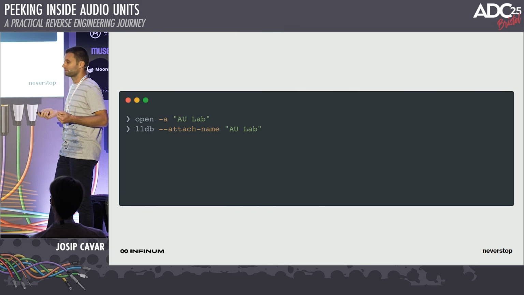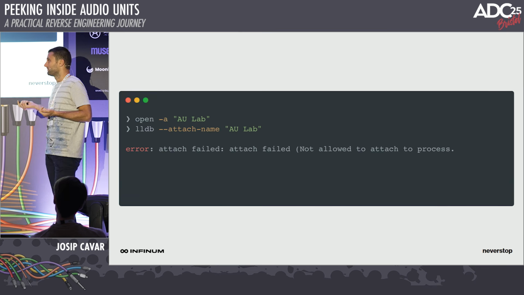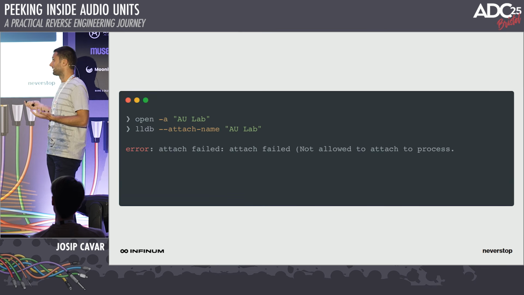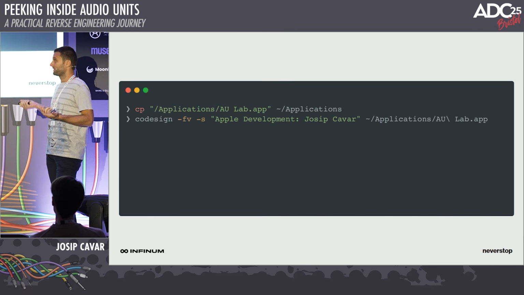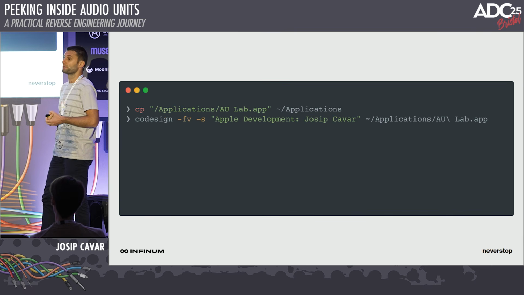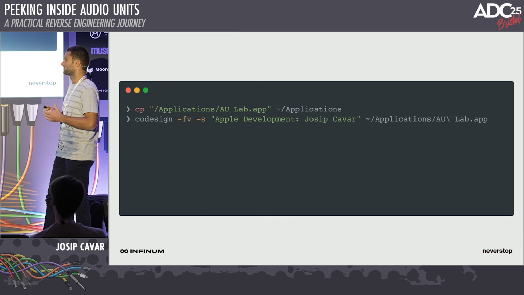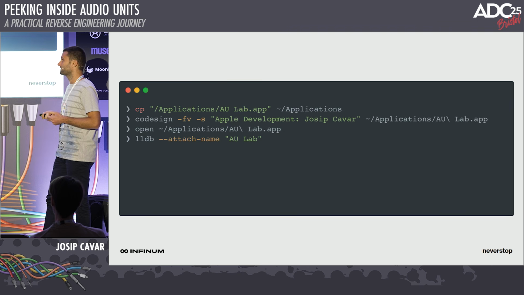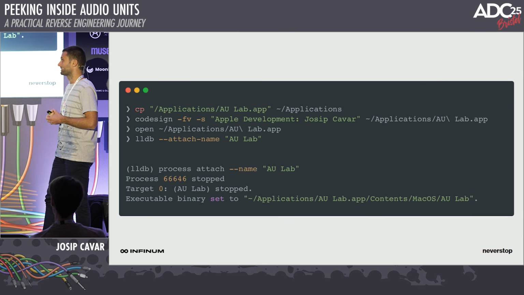First, we need to open our host and attach a debugger to it. And if we do this, this will fail because AU Lab doesn't have the debugging entitlement that is required. But fortunately, it is fairly easy to work around that by resigning it. So what we do here is we copy this application to another location and invoke codesign with my code signing identity here. And if we now repeat this process, we will get attached successfully. So we are in. Now, one thing that's important to mention at this point is that AUSampler is loaded in process with AU Lab. So by debugging AU Lab, we are debugging AUSampler as well.